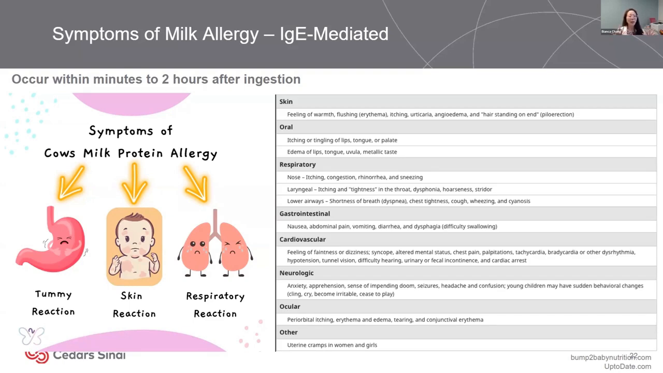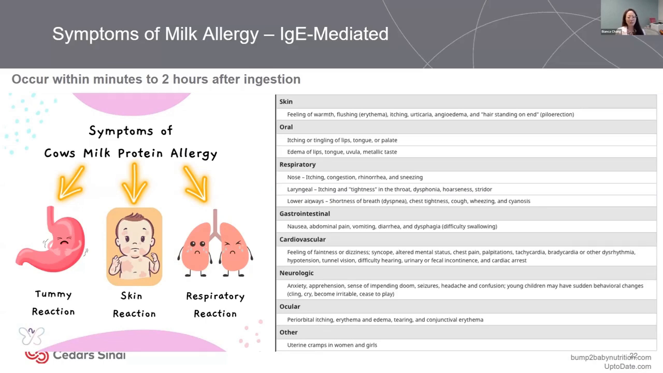Cyanosis means you're looking pale, your lips can turn blue, really a sign that you're not oxygenating well. In the GI tract, again, we talked about the diarrhea, but you can have vomiting, nausea, abdominal pain. Dysphagia means difficulty swallowing. Things feel like they're getting stuck in the neck or chest region.